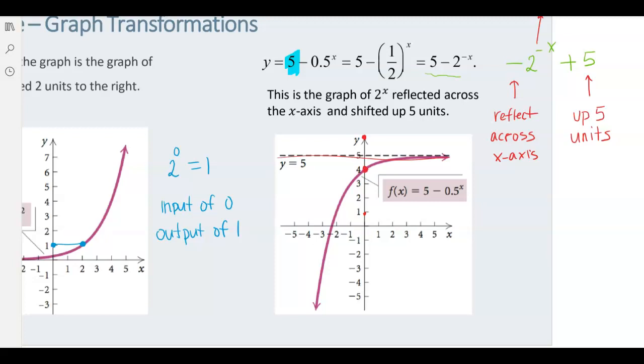So again, the normal intersection point is at 0, 1. We shift it up by 5 units to 0, 6, and then we reflect it across our new center point, our new asymptote, and the intersection point ends up at 0, 4.